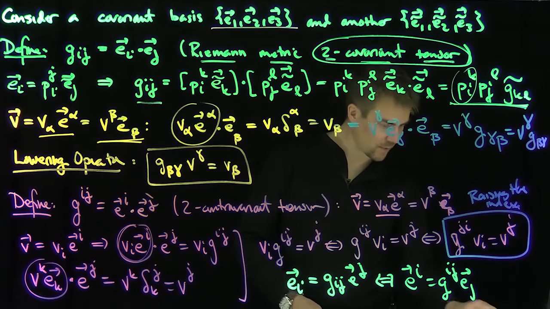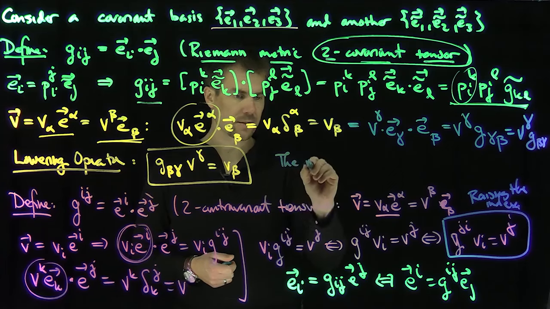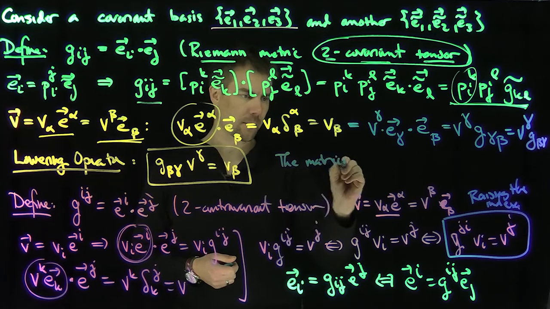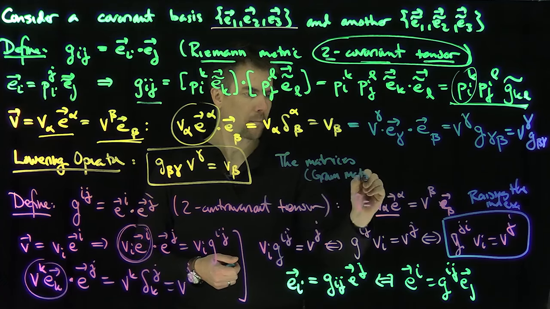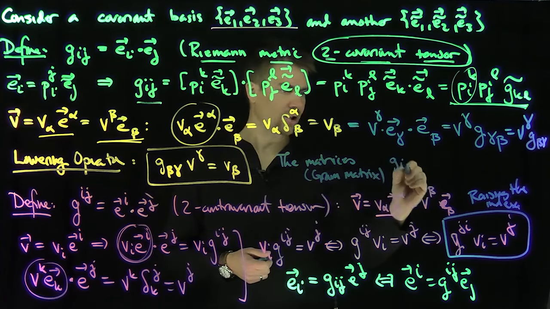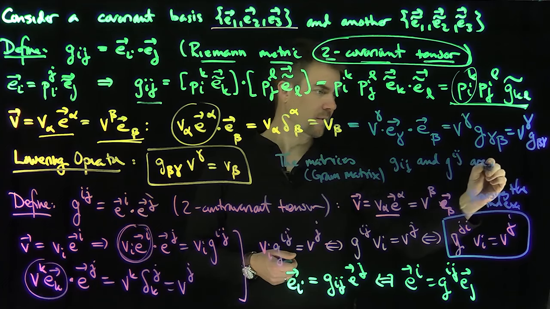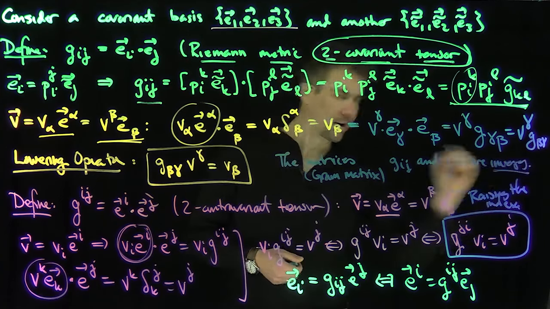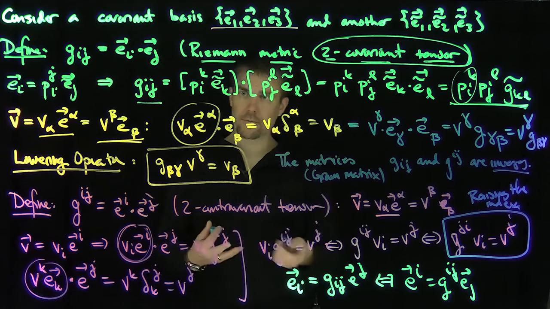In other words, this tells me that if we think of them as matrices, and these are called Gram matrices, G_ij and G^ij are inverses to each other. So the metric tensor is going to appear all over the place, and this is the first sort of definition.